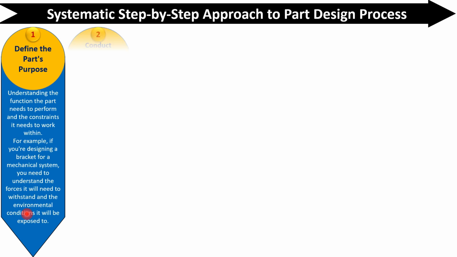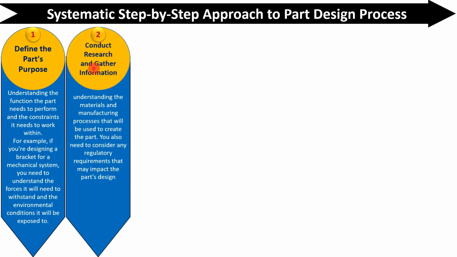The second step in the part design process is to conduct research and gather information. This involves understanding the material and the manufacturing process that will be used to create the part. So in this process we will understand the material used for the product and the manufacturing process. Also we will gather the information related to the parts and the design guidelines. You need to consider any regulatory requirements that may impact the part design also.